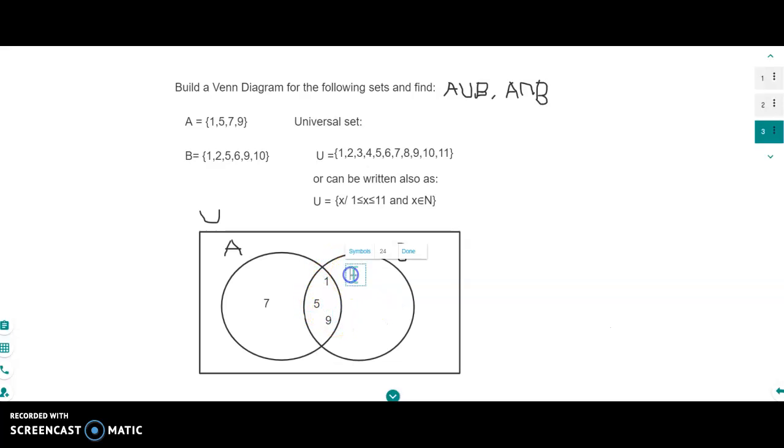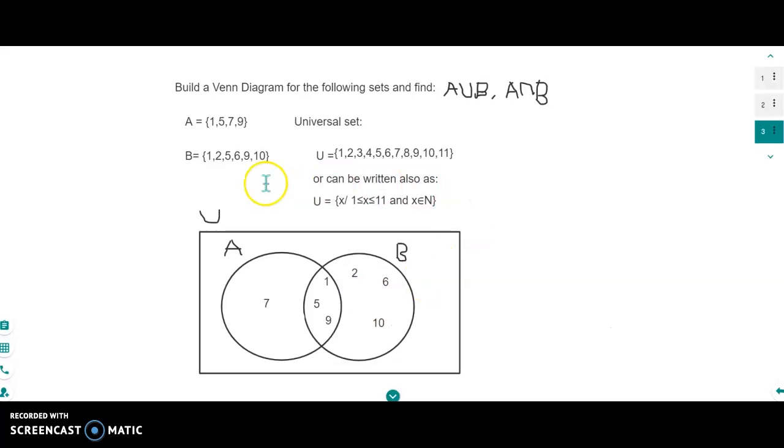So the elements missing are 2, since 1 is already here. 5 is already in the intersection zone, we have 6, 9 is already in the intersection zone, and 10 is not there, so we write a 10 here. Okay, so that's it. We already have these elements here.